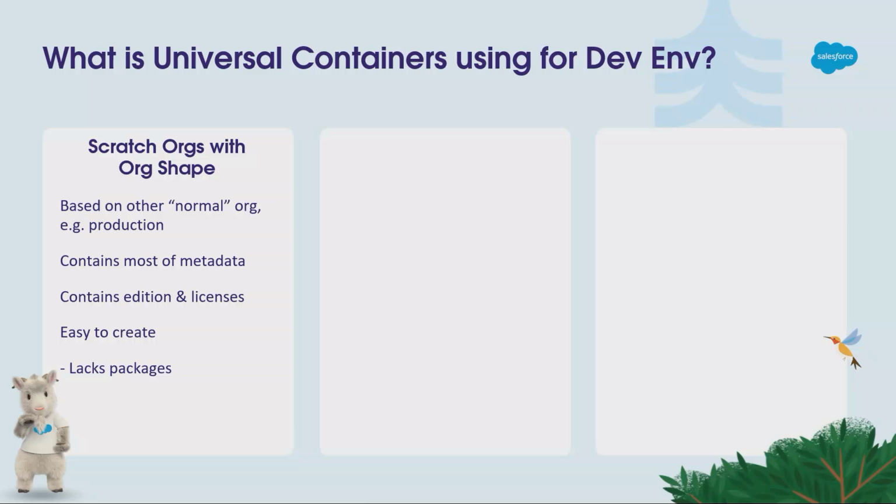Excellent solution, right? You have most of the metadata. You don't have personal accounts enabled. You don't have communities. You have editions, and the correct edition and correct licenses, which is great. It's easy to create. But for example, it also does not have the packages installed. So it's maybe not the best solution for a company like Universal Containers, who have multiple packages installed on the org and a very complicated enterprise cloud implementation.